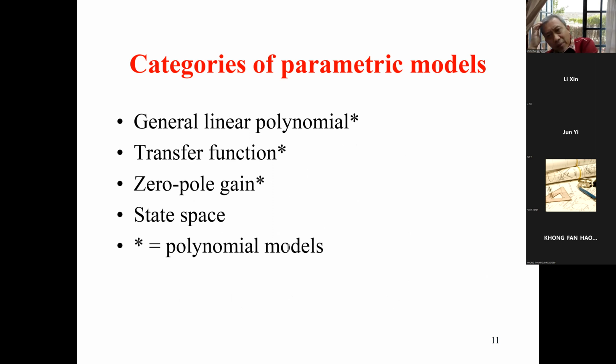That is why, for parametric models, we will look into several forms. The first form is the general linear polynomial. The second one is transfer functions. The third one is zero-pole-gain. And the final one is the state space. The first three are based on polynomial models. State space is different; it is not a polynomial model.